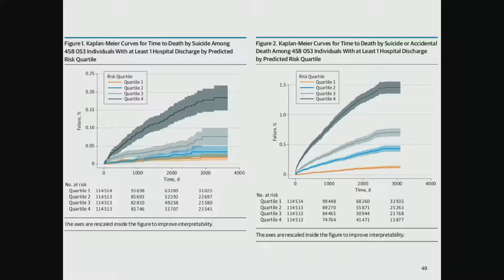And you can certainly identify the people who are more likely to commit suicide from the people who are less likely to do so. This curve is for suicide or accidental death. So this is a much larger data set, and therefore the error bars are smaller. But you see the same kind of separation here. So these are all useful techniques.